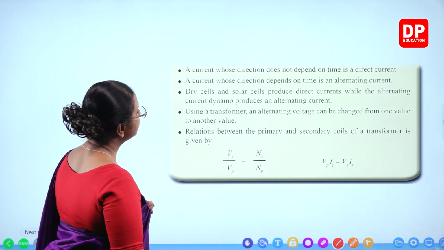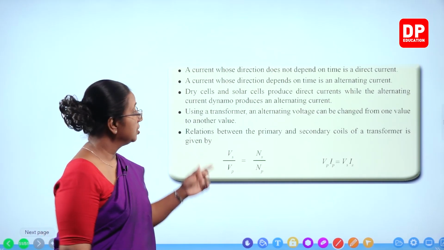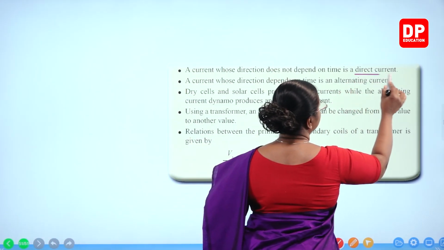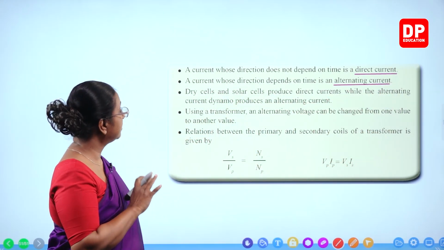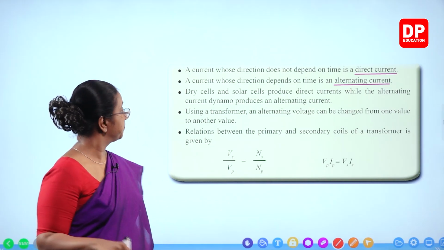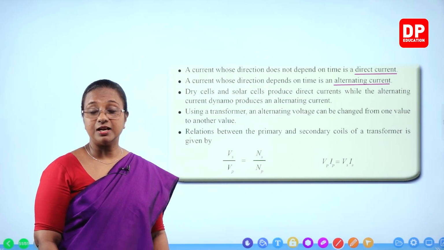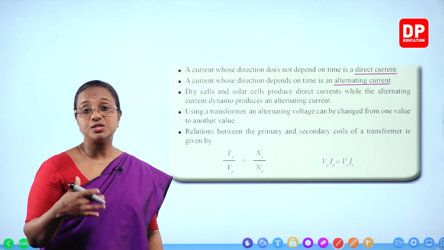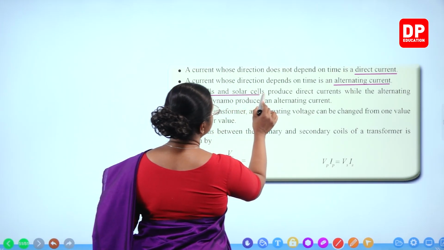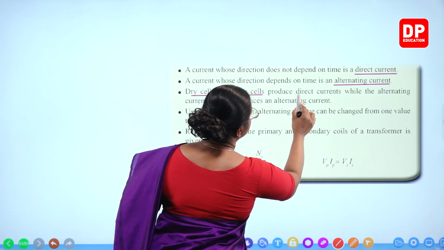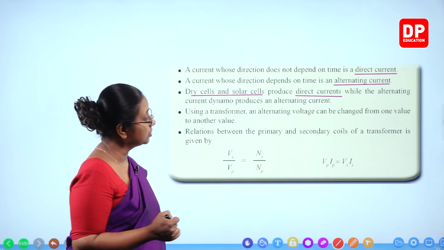So a current whose direction does not depend on time is a direct current. We have discussed that also, direct current and alternating current. So for direct current, the direction does not depend on time. A current whose direction depends on time is an alternating current. So actually the direction changes with time. Dry cells and solar cells produce direct currents. We have observed that as well.